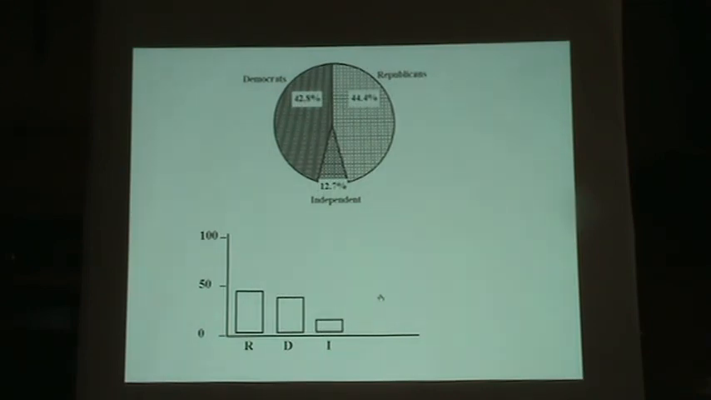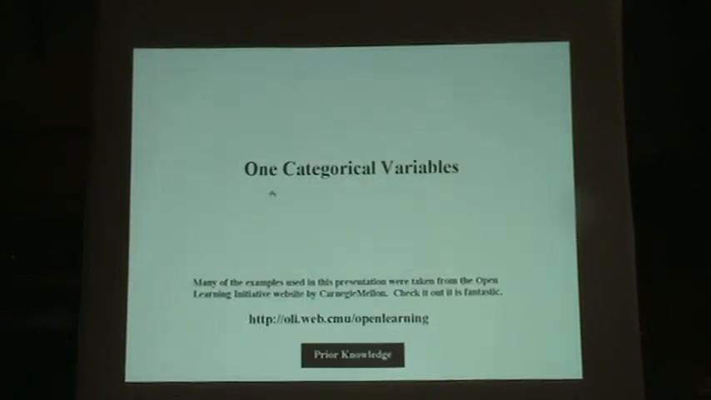Well, that is it. That's working with one categorical variable. That's how we would represent it numerically and also represent it graphically.